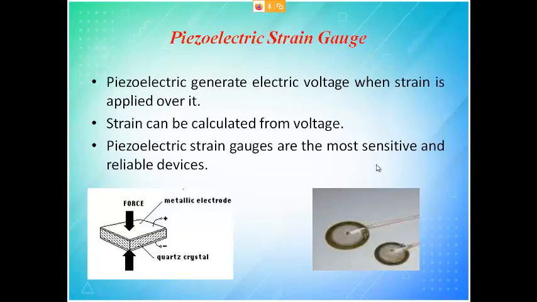Then comes your piezoelectric strain gauge. In piezoelectric, as I have told already, you have a semiconductor crystal. Normally this is a naturally occurring crystal, not man-made. I think we all know, even in your watch it used to be written as quartz. Nowadays it is not written because now you don't have any crystal; it is totally electronics. Whereas in your father's or grandfather's watch, you might have seen the word quartz written. That quartz is that crystal being used.